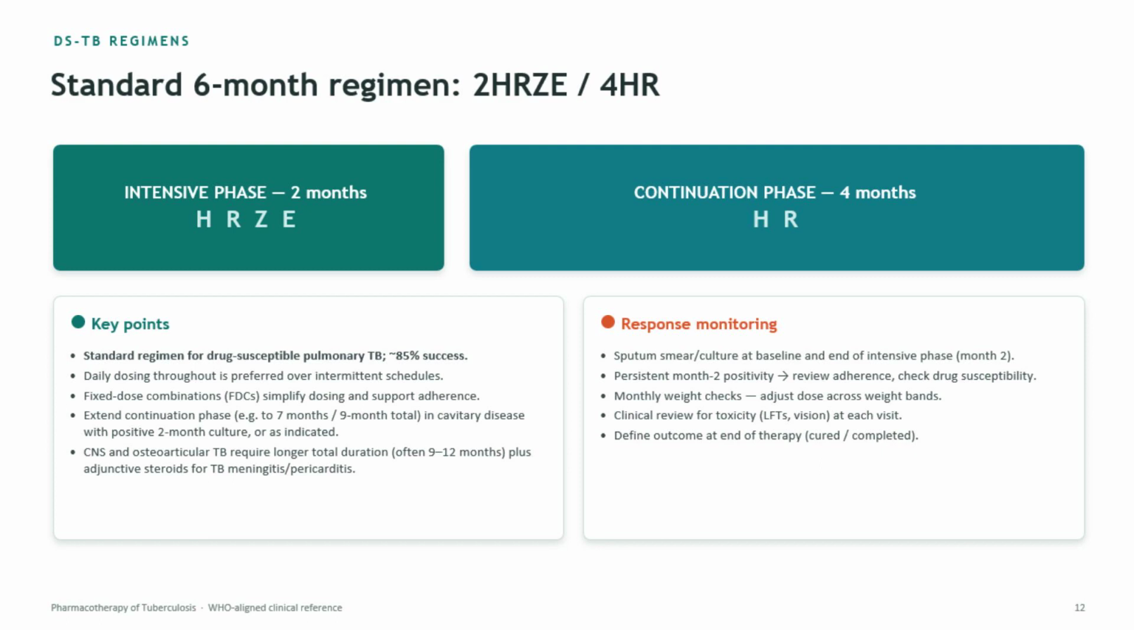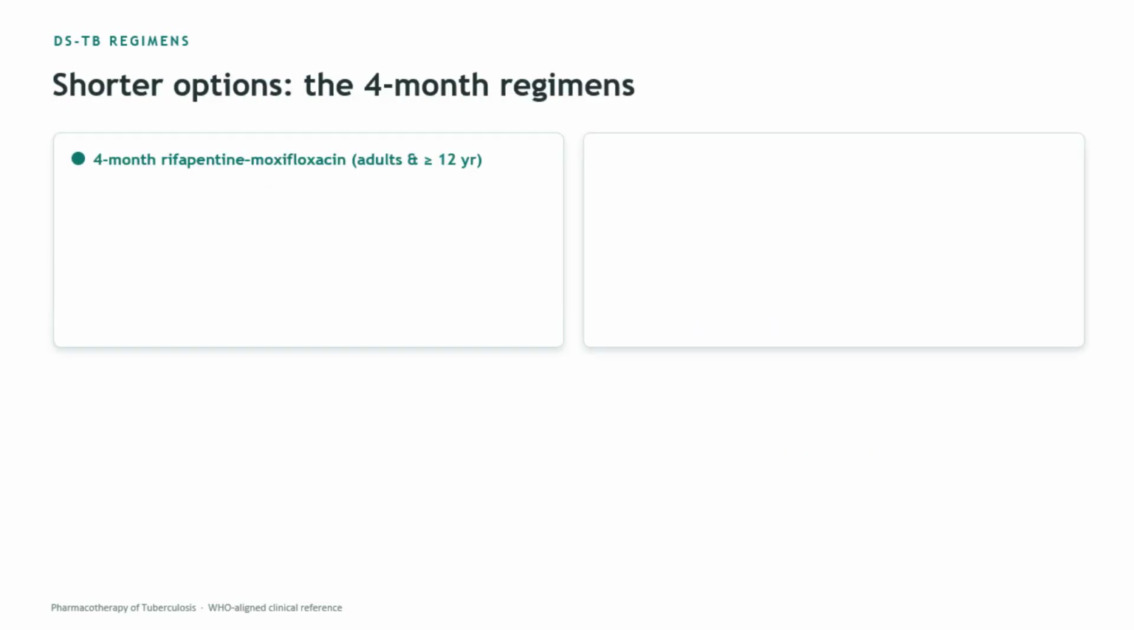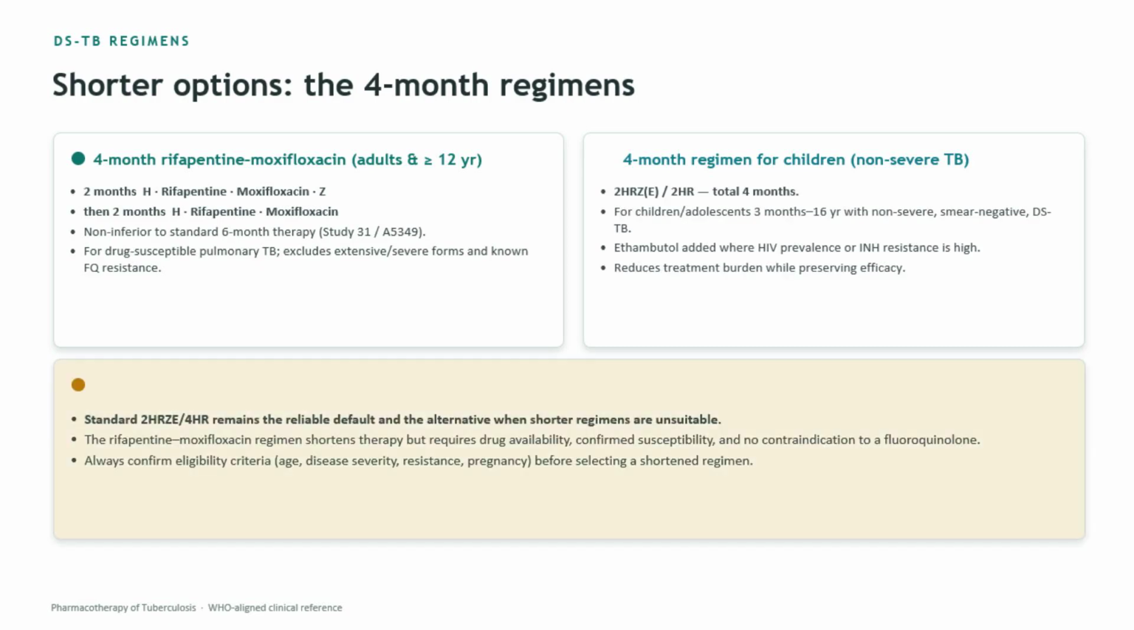A few practical gems: daily dosing beats intermittent. Fixed dose combinations make adherence far easier, and you extend treatment in cavitary disease with a positive 2-month culture. And remember, CNS and bone TB need longer courses, often 9 to 12 months, plus steroids for TB meningitis and pericarditis. Here's where things get exciting.